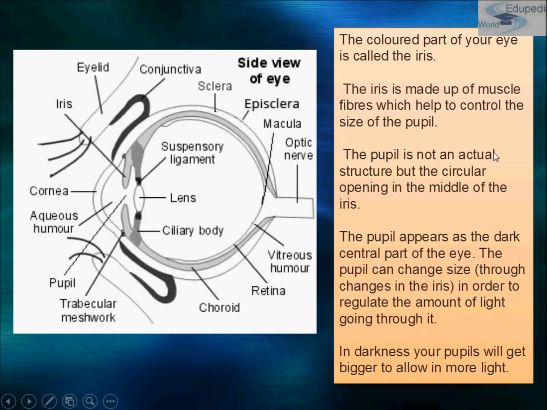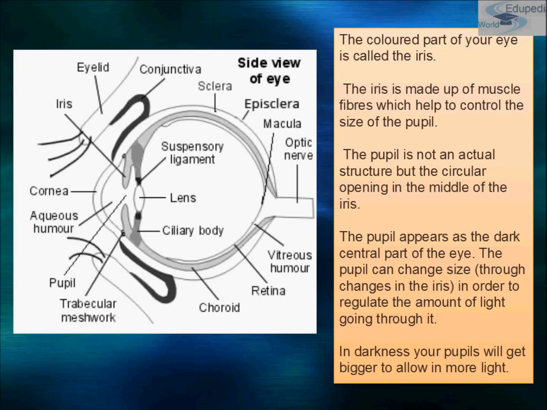The pupil is not an actual structure but the circular opening in the middle of the iris. You can see in your eyes also the black part is your pupil, and the pupil aperture is controlled by the action of the iris. Okay, so the pupil is not an actual structure but the circular opening in the middle of the iris. This is the pupil. It appears as a dark central part of the eye.